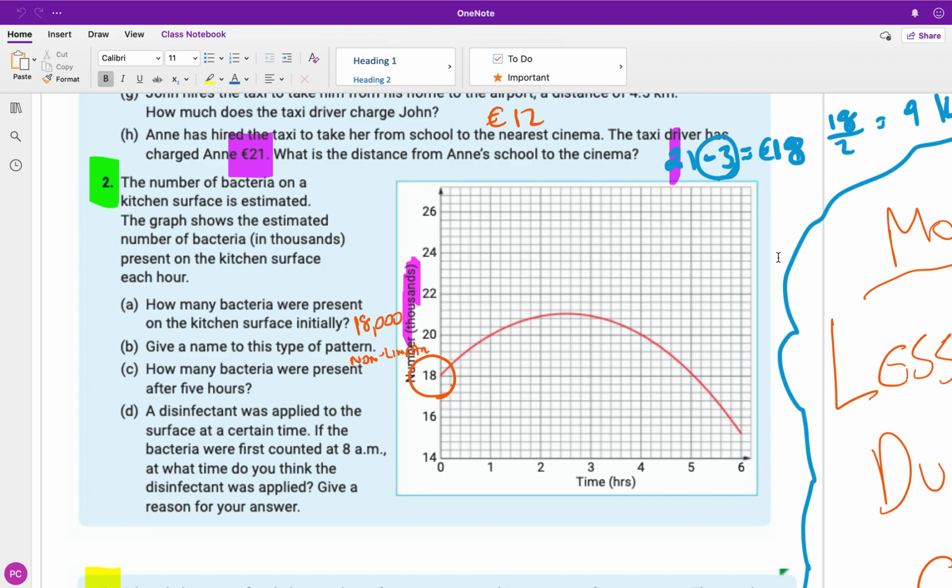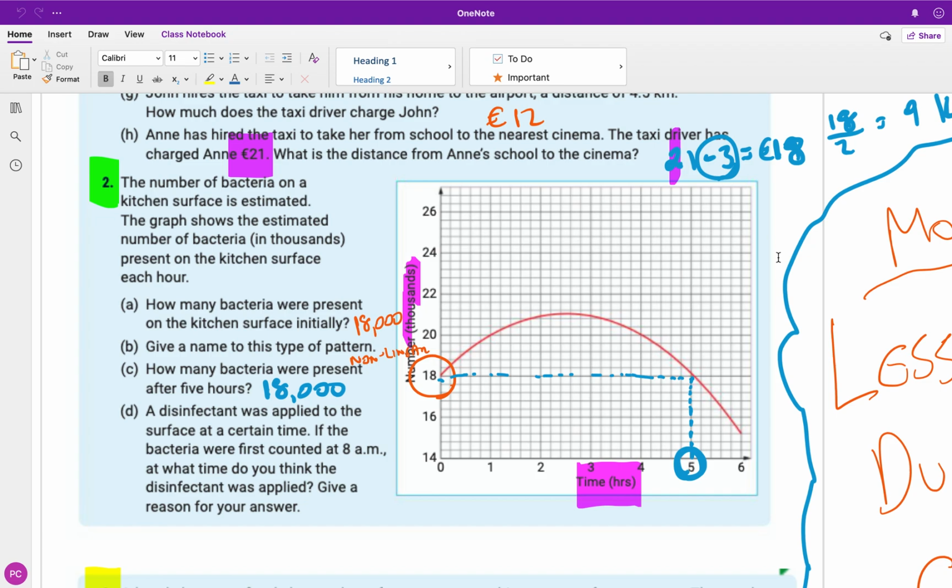How many bacteria were present after 5 hours? Where's the time? Our time is down here. We go to 5 hours, which is here, and go across. And again, we're at 18,000 bacteria after 5 hours. So it kind of went up and then went back down as far as 18,000.